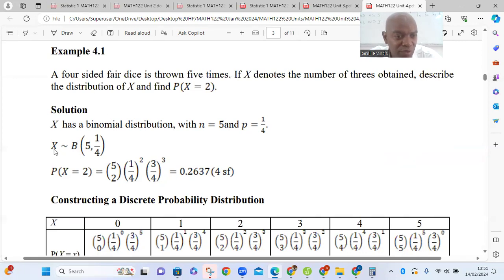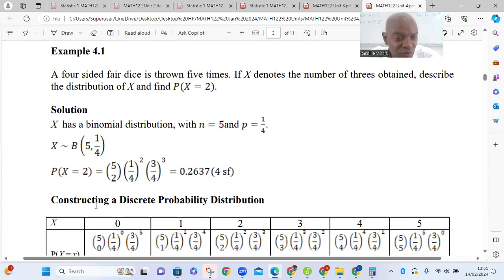So the random variable, the number of 3s obtained, approximates a binomial distribution with N equal to 5 trials and a probability of success 1 over 4. So the probability that your random variable is equal to 2, that you get 2 3s, is equal to 5 combination 2, a quarter raised to the 2, and 3/4 raised to the 3, because 1 minus a quarter is 3/4, and 5 minus 2 is 3. And that will give us 0.2637 to 4 significant figures.